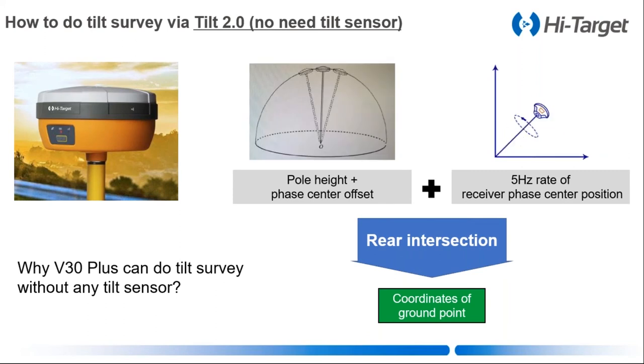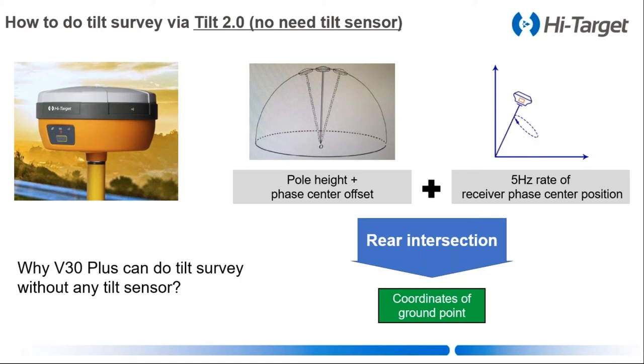Tilt 2.0. It's not that it needs no tilt sensor by magic. It is using resection. Tilt 2.0 just needs you to keep shaking the pole, just like the right picture showing. It's like drawing a ball, and the collection will be finished after shaking for 50 seconds.